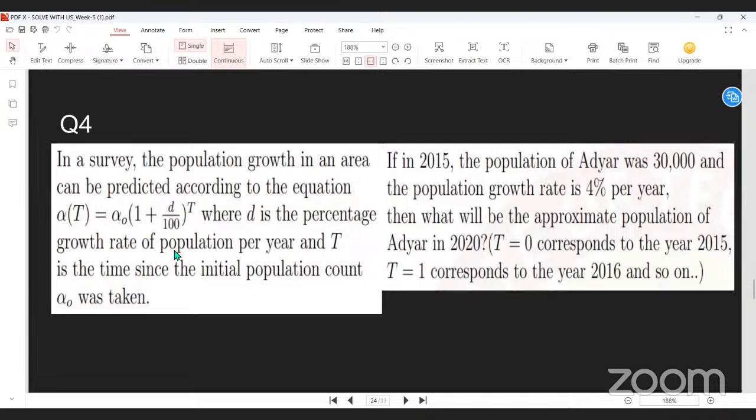So alpha naught is nothing but the initial population and d is the percentage growth. So we need to calculate the approximate population of Adyar in 2020. Everyone understood the question? Yes, sir. So please calculate and we'll discuss it when most of you have.